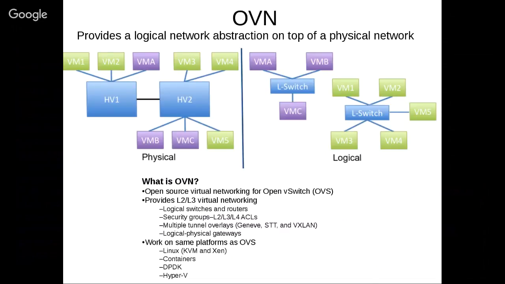OVN is an open source project that provides virtual networking based on Open vSwitch. OVN provides layer 2 and 3 virtual networking and firewall services for connecting virtual machines. It provides logical network entities such as logical switches, ports, routers, firewalls, and more.